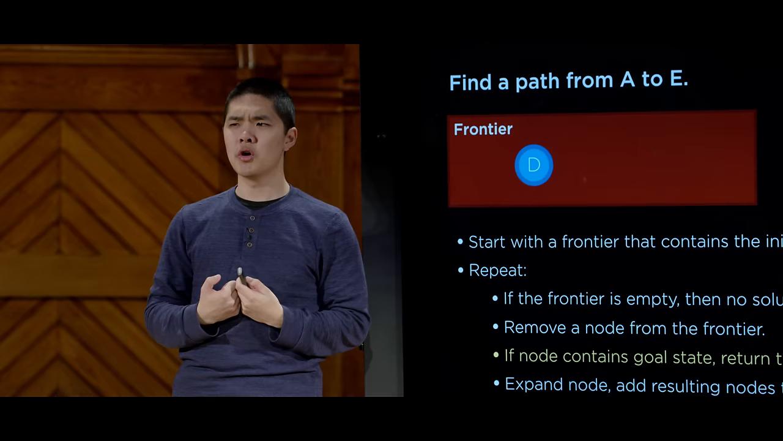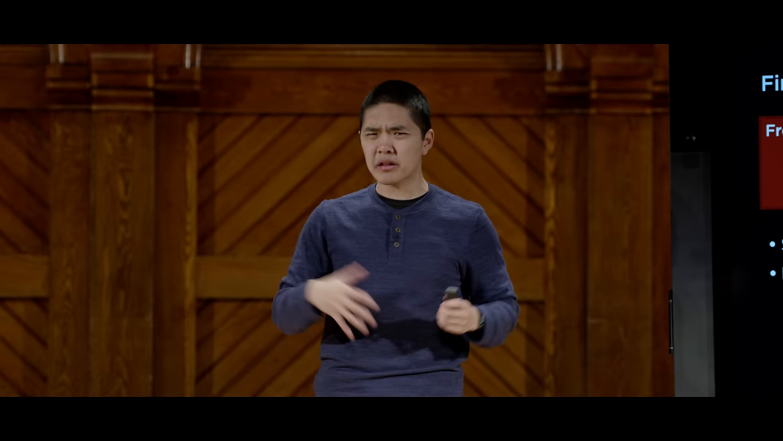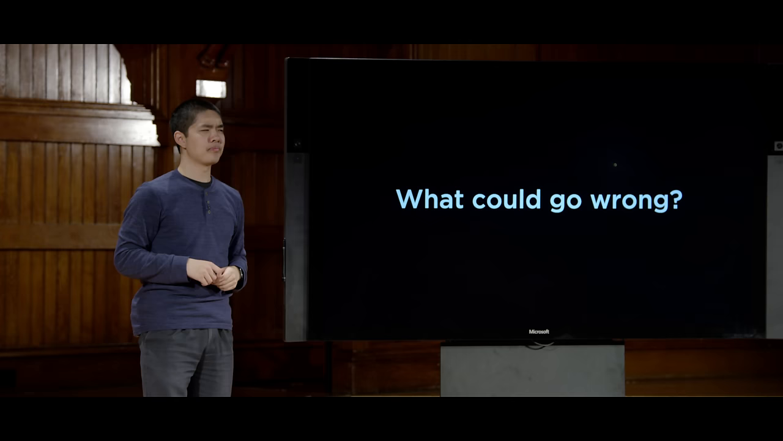So this is the general idea, the general approach of this search algorithm, to follow these steps, constantly removing nodes from the frontier until we're able to find a solution. So the next question you might reasonably ask is, what could go wrong here? What are the potential problems with an approach like this? And here's one example of a problem that could arise from this sort of approach.